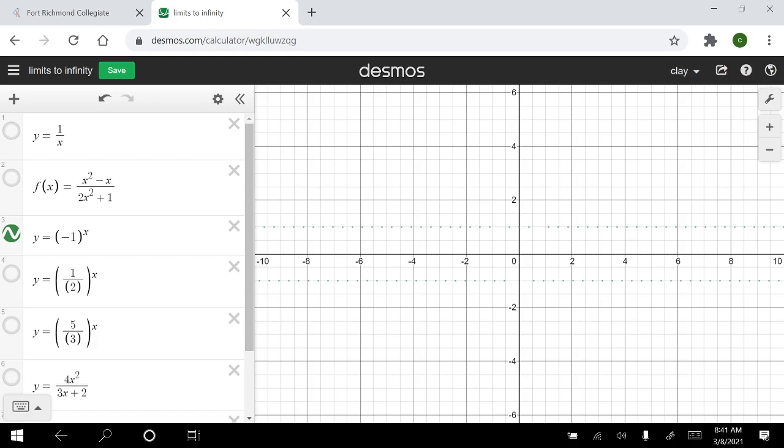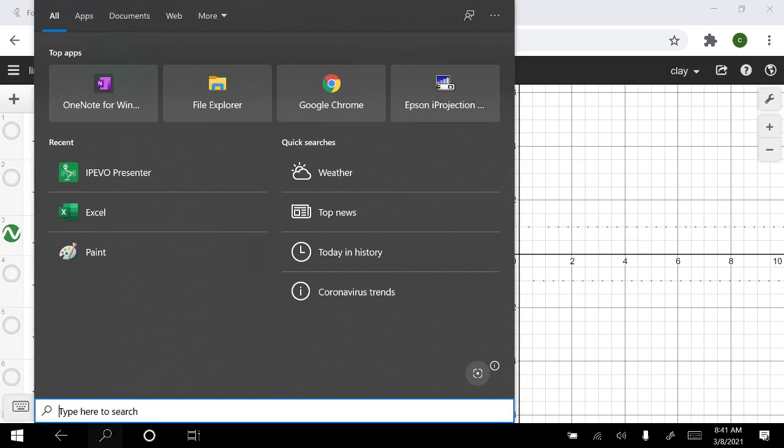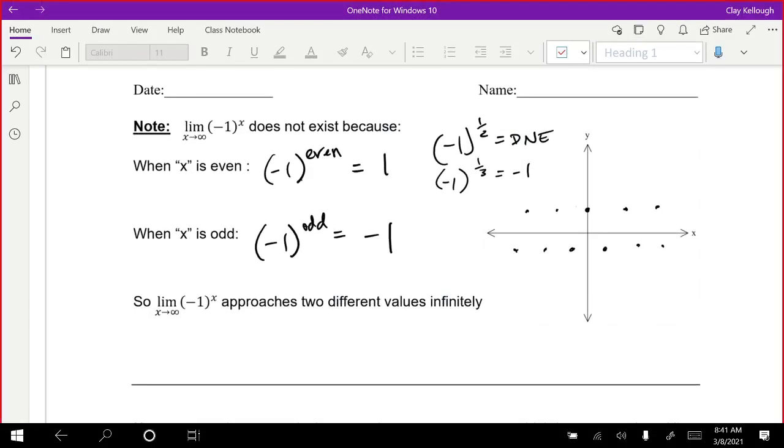There's infinitely as many places it doesn't exist as there are places where it does exist. So we can't in any way say that we're heading towards a value. We can't say that we have a limit. You could say maybe that the limit approaches two different values infinitely.